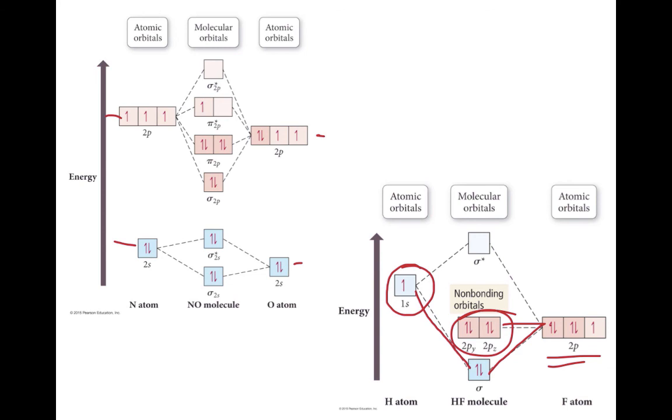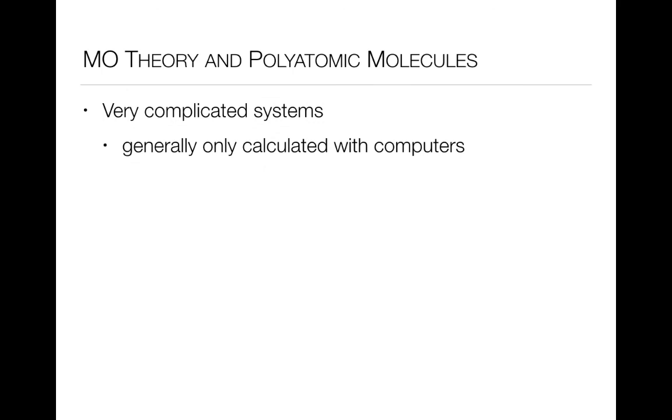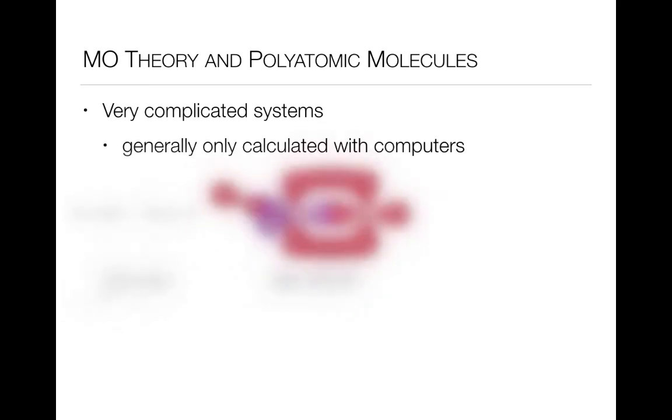We're not going to do a whole lot with the heteronuclear molecular orbitals. The important thing to know is that their molecular orbital diagrams are much more complicated. And the last thing we're going to take a look at is polyatomic molecules, and these are really complicated systems. Generally, you're only going to calculate any kind of molecular orbitals using computers or workstations, some pretty powerful calculations.